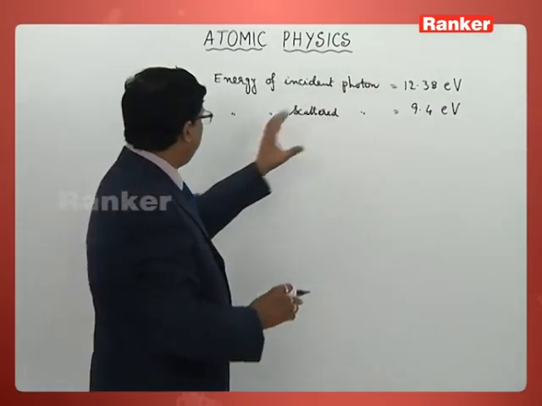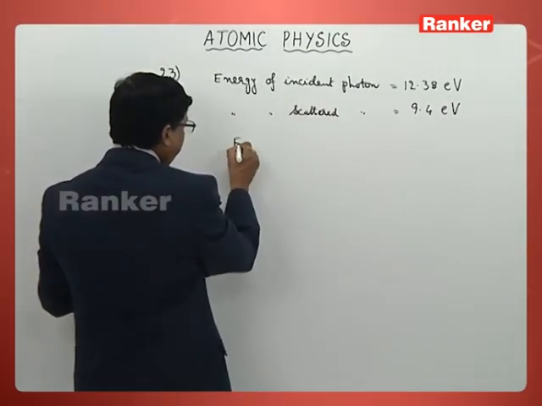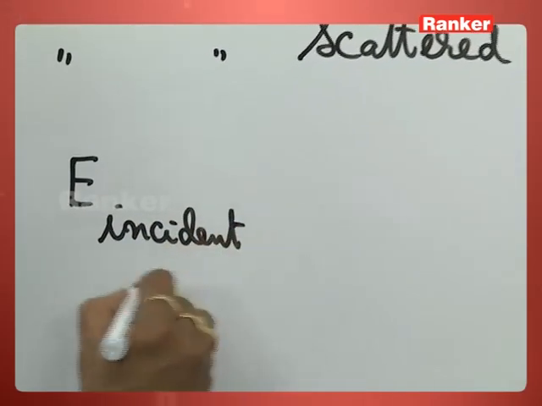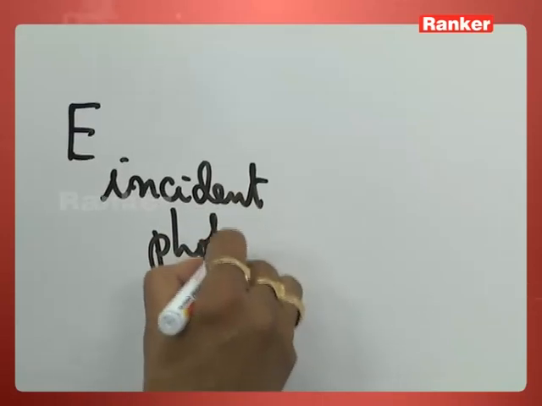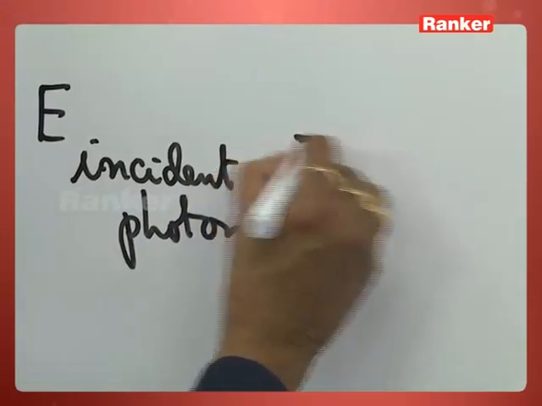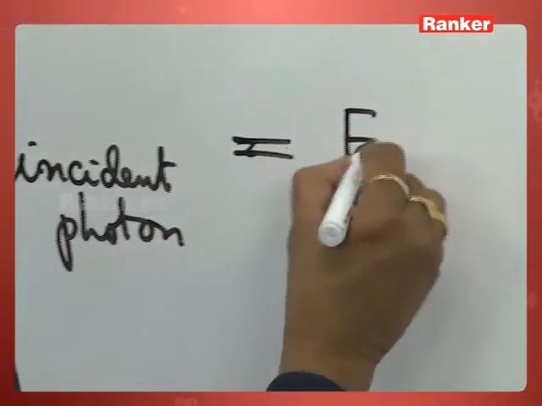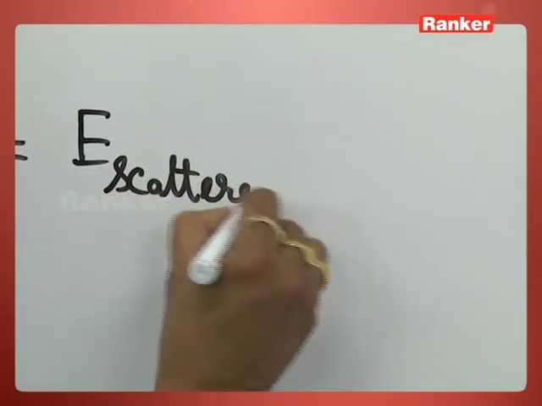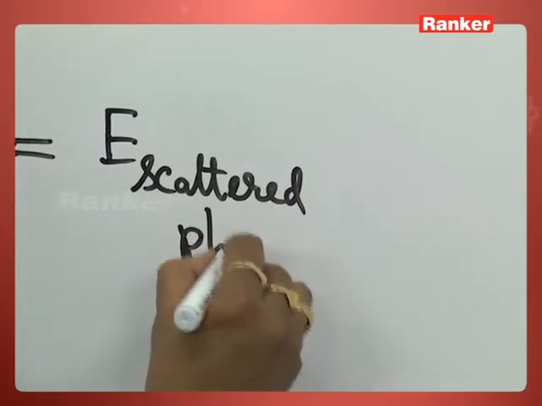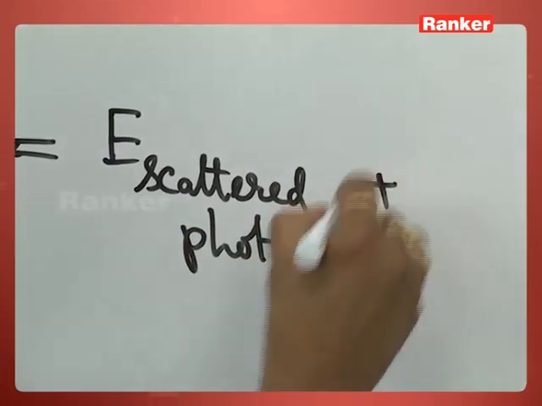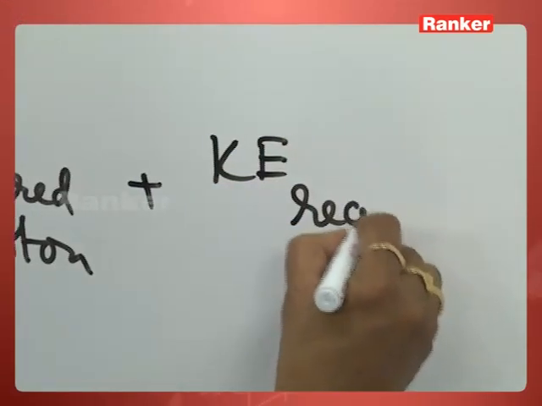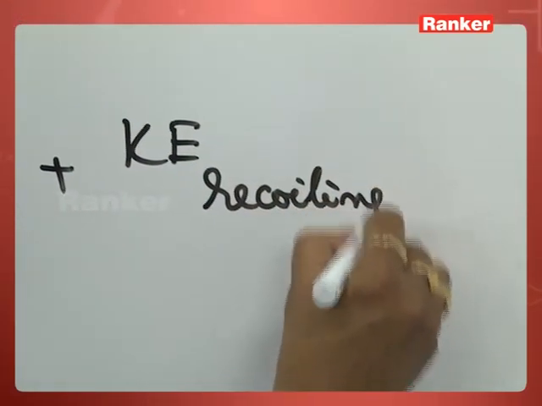So what you should understand here is the energy of the incident photon. Observe this condition first. That must be equal to the energy of the scattered photon plus the kinetic energy of the recoiling electron.